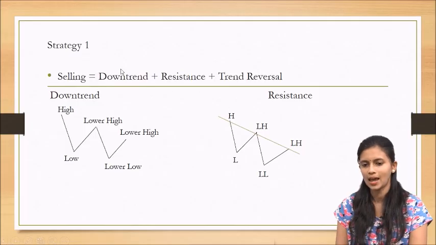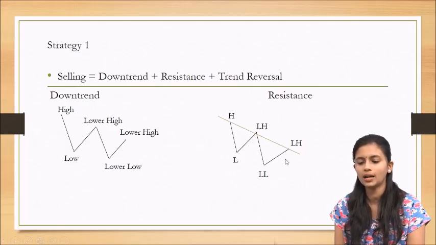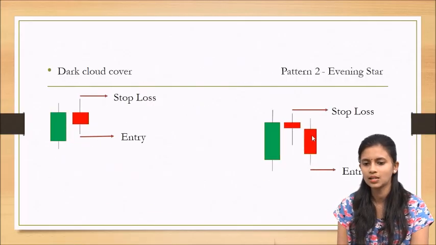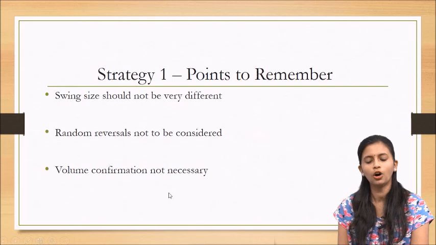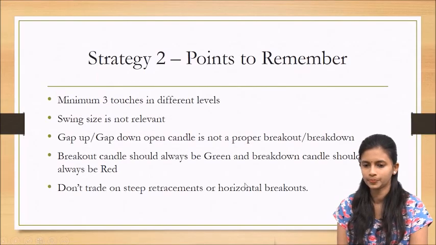If you are looking for a selling pattern, there has to be a downtrend, and there has to be proper resistance. Then only, if a trend reversal is formed at this 5th point, can you apply the strategy. Just a random reversal cannot be considered for applying this strategy. Volume confirmation is not necessary for strategy 1. Volume confirmation is required only for strategy 2.